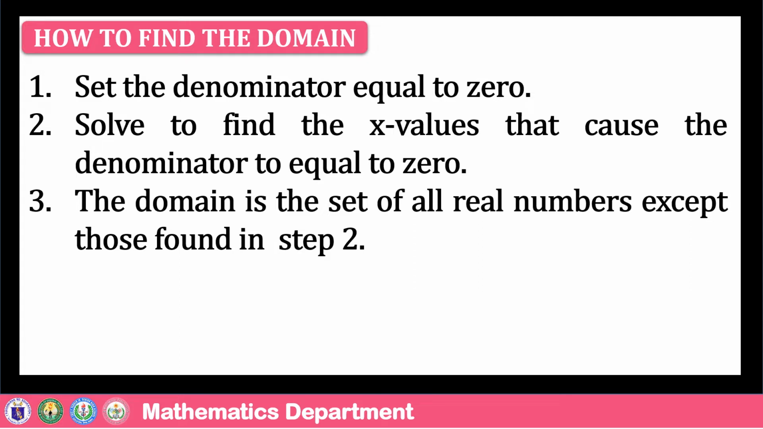So, ibig sabihin, pag tayo ay naghahanap ng domain, ang gagawin lang natin ay i-equate lang natin yung ating denominator sa 0 at isosolve natin yung mga values ng x na magiging dahilan kung bakit magiging 0 ang ating denominator, and then yung mga values na yon ang tinatawag natin na mga restricted values at excluded siya sa ating domain.